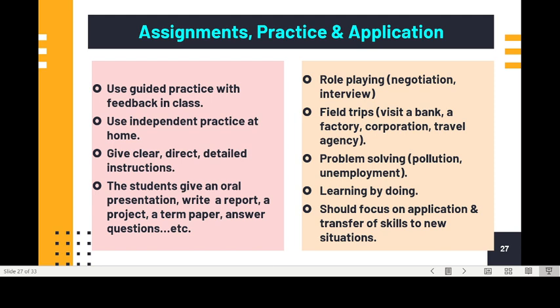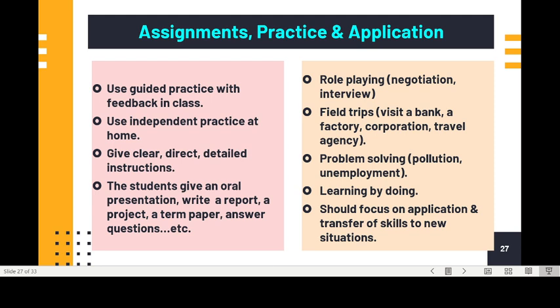They can also do role playing, like negotiation, like conducting an interview. They can conduct an interview with each other or with somebody outside the classroom. They can also visit a bank, visit a factory, a corporation, a travel agency, and then write a report about the visit. They can also provide solutions to problems like pollution, like unemployment.